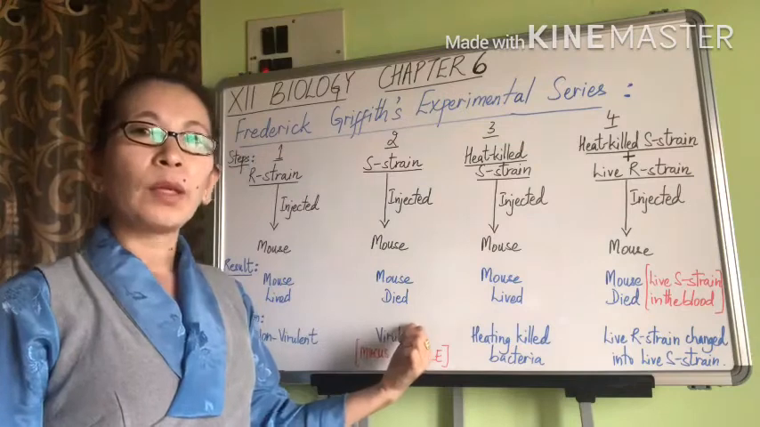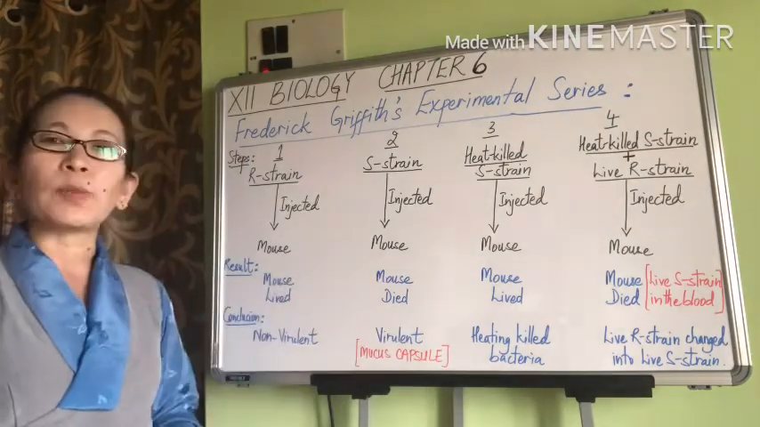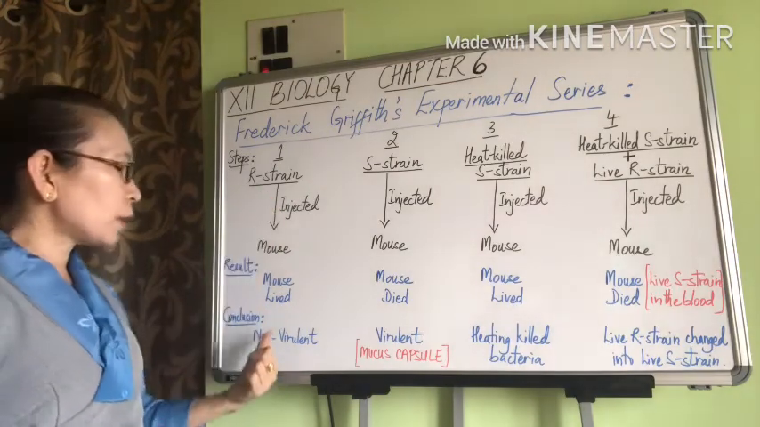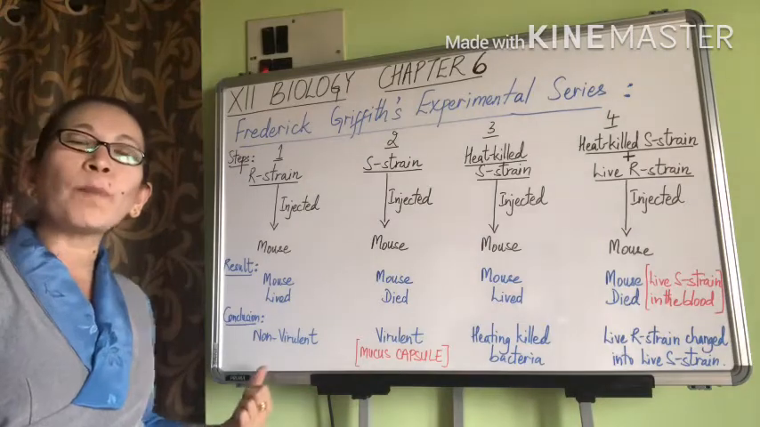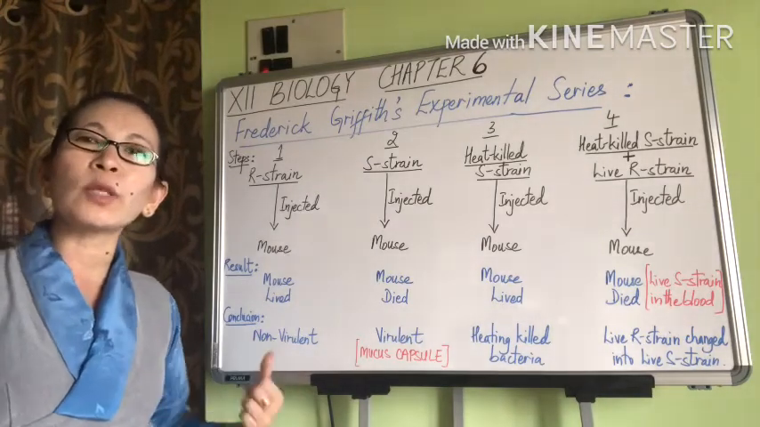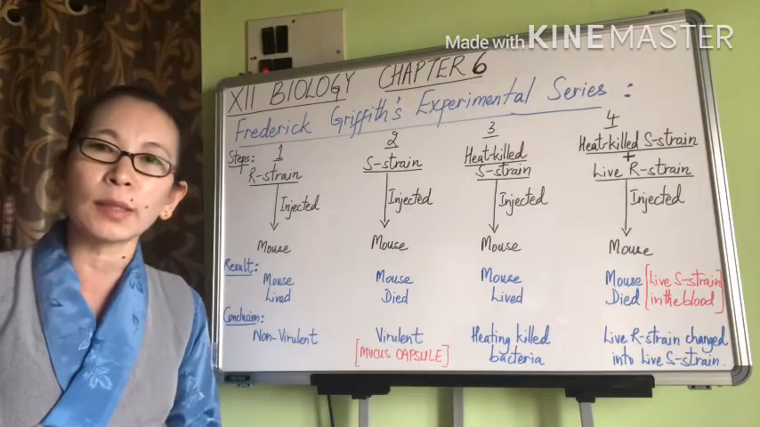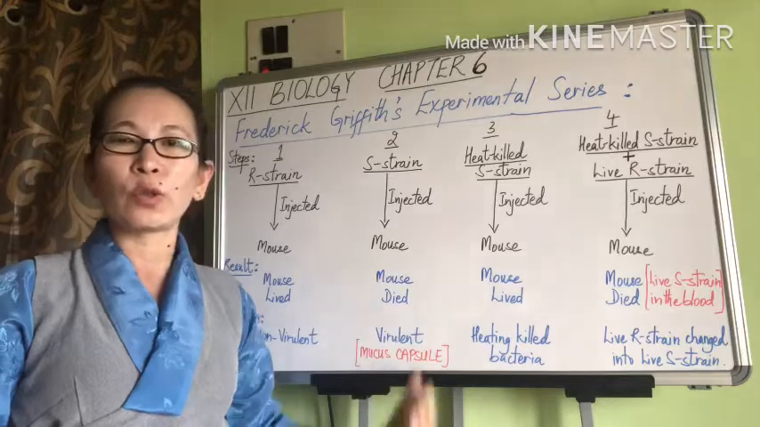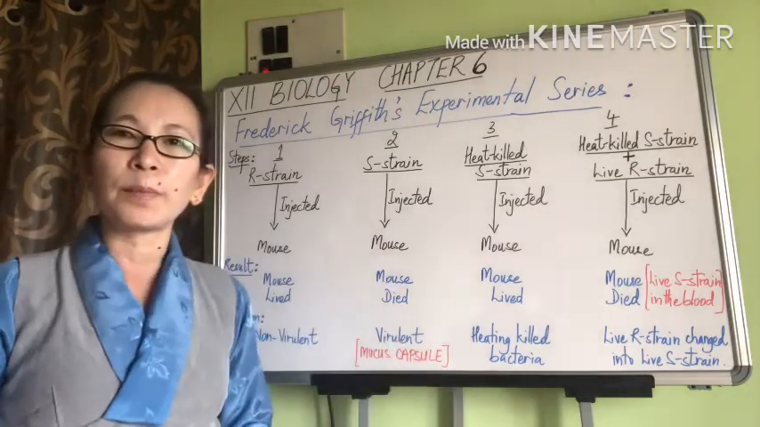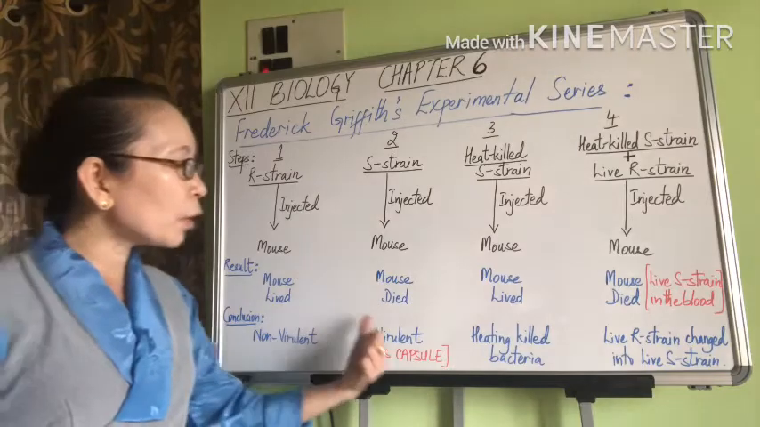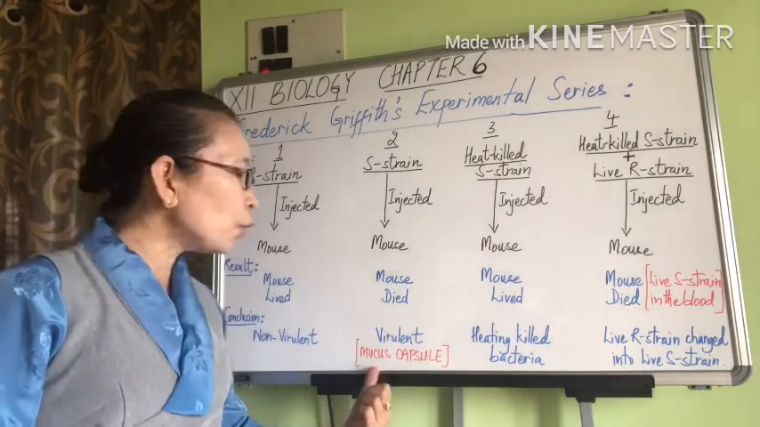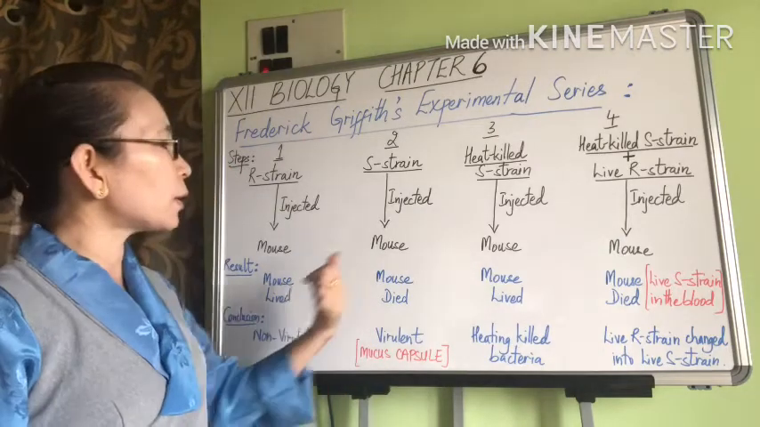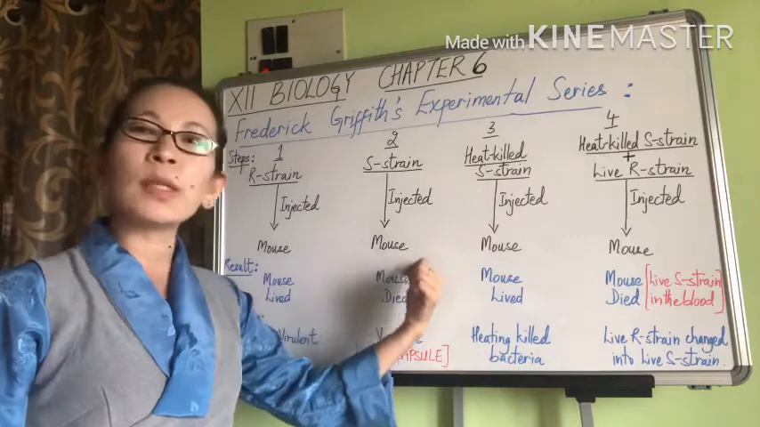So through these two experiments, Griffith was able to realize that R strain was the non-virulent, or non-pathogenic, strain. So R strain was not able to cause pneumonia or the disease, whereas S strain was the virulent, or pathogenic, strain. So S strain was able to cause the disease. And he realized that the virulence of the S strain was due to the mucus capsule present in these bacteria, which protected the bacteria against the mammalian, or the mouse's, immune system.